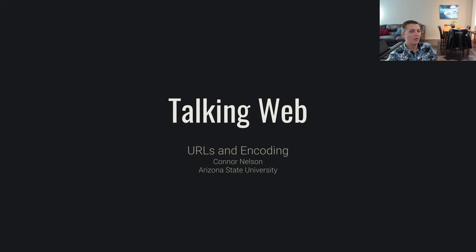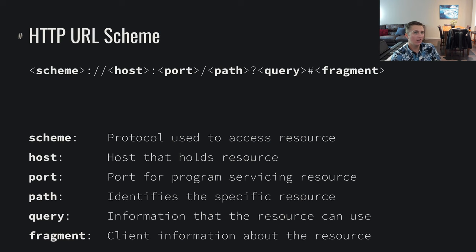In this lecture, we're going to be talking about URLs and the encoding of requests. So a URL, as you've probably seen before in typing in your browser, is composed of a number of things. It is composed of a scheme, a host, a port, a path, a query, and a fragment.